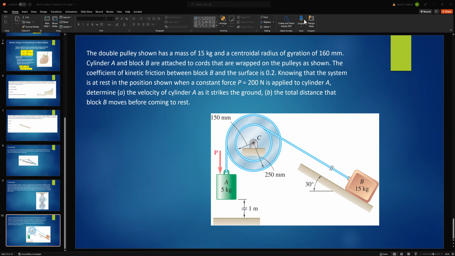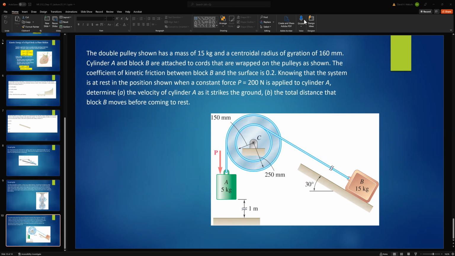And then recall that I calculated my IC. So IC was just 15 times 0.16 squared. So that was just the mass times the radius of gyration squared. So I got 0.384. So I'm going to go ahead and bring that down here into this value, IC. So I'm going to write that as 0.384. All right, so far so good, I hope. If I'm going too fast, just ask questions, don't be shy.